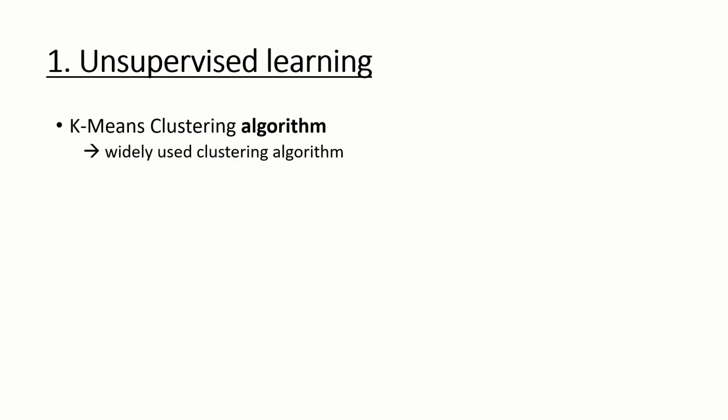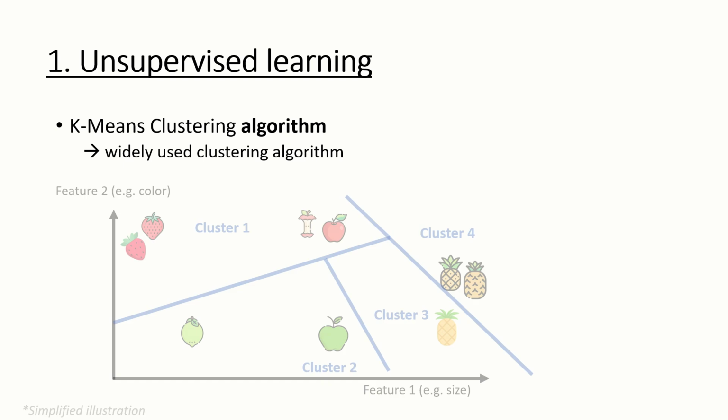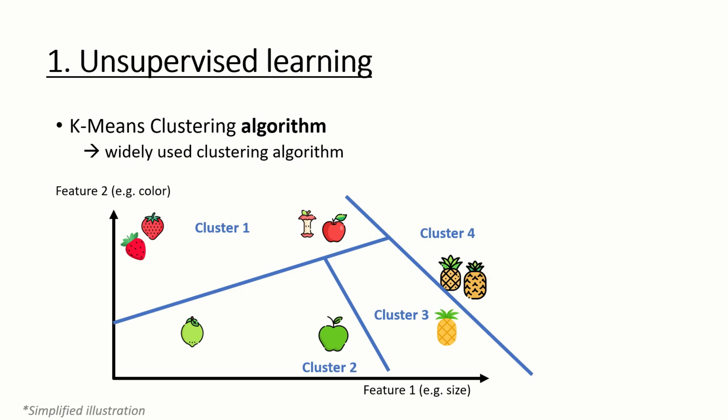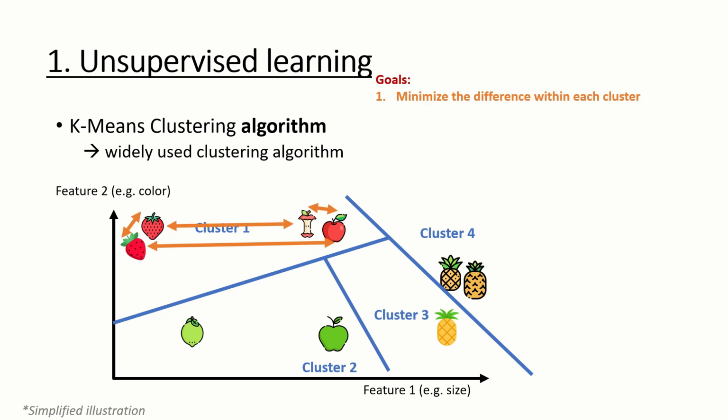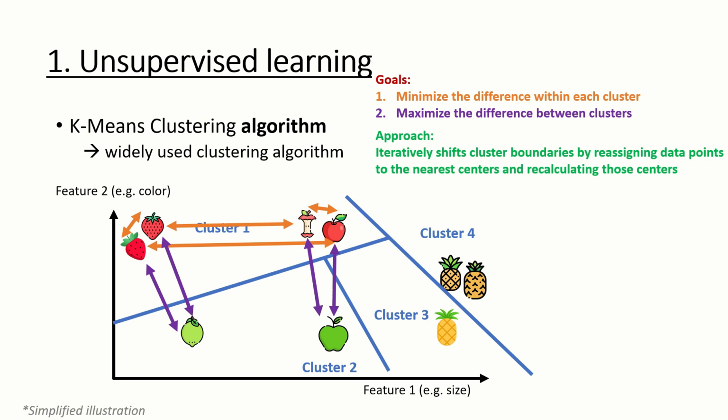One of the core approaches for clustering is the k-means clustering algorithm. And in this simplified example, we want to cluster the different fruits. And in the data space, you can see that we have 2 features, the color and the size. And at the beginning, we randomly initialize the cluster boundaries. And now we want to shift the cluster boundaries with the goal to minimize the difference within each cluster and to maximize the difference between the clusters. And the algorithm iteratively shifts cluster boundaries by reassigning data points to the nearest centers and recalculating those centers.